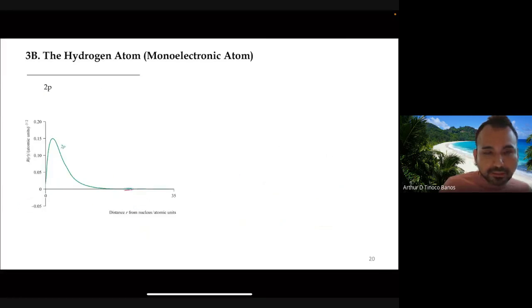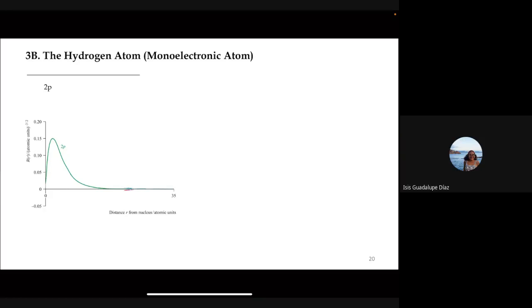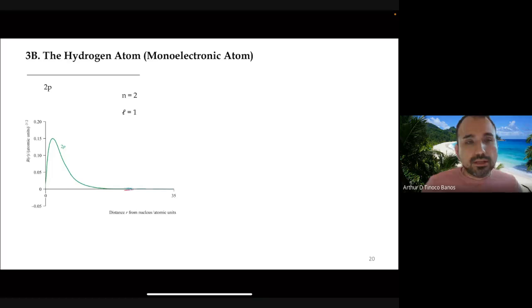Okay, so what about the 2p orbital? You guys already know that for 2p, n equals 2. What about the l? What's the value of l if you're in the p orbital? 1. Very nice. And so we use our formula to determine the total number of radial nodes, and so we have a total of 0. Let's see this in the graph itself.